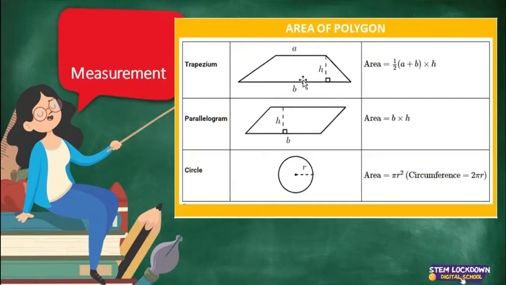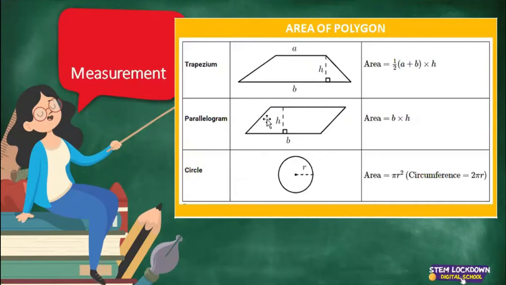All right. The next shape is the parallelogram. A parallelogram is a 2D shape with two pairs of parallel sides. Opposite sides are parallel in a parallelogram. This side is parallel to this side, and this is parallel to this. You see, opposite sides are parallel in a parallelogram.